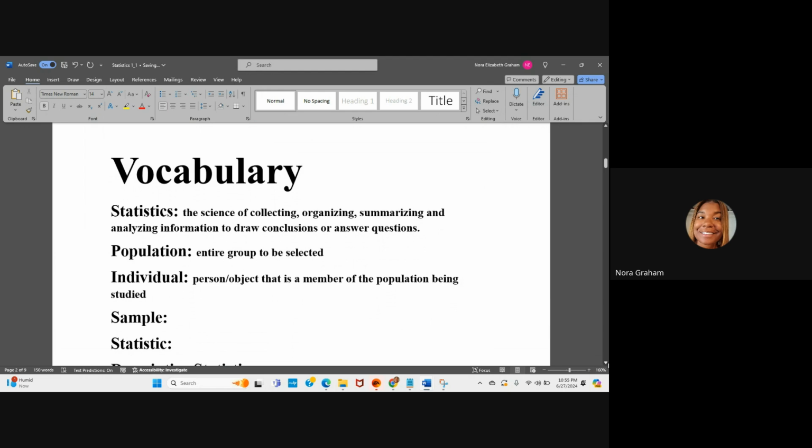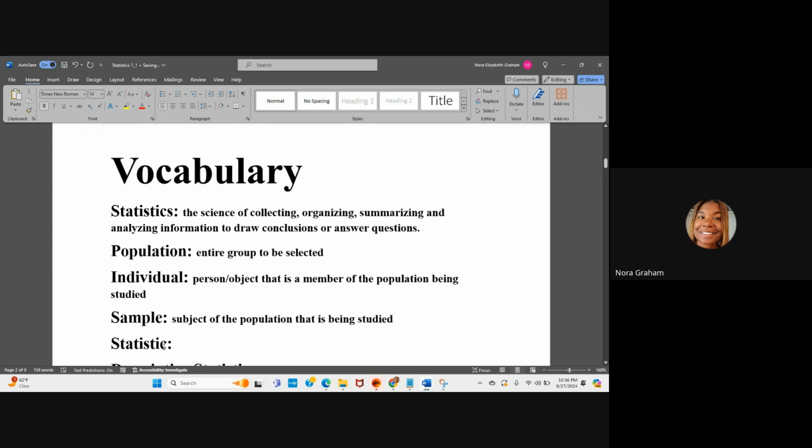Then we have sample. Sample is going to be a subset of the population that is being studied. We're going to look at examples after we write down all these vocab words. For example, if I'm looking at all the people in the United States, but only a certain range of like 5,000 people in the United States, that 5,000 is going to be my sample of my population.